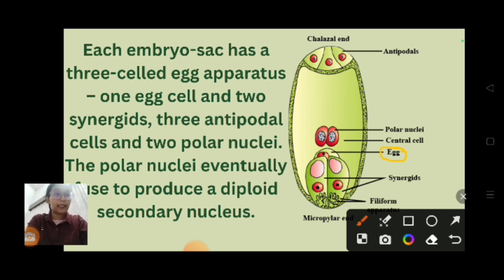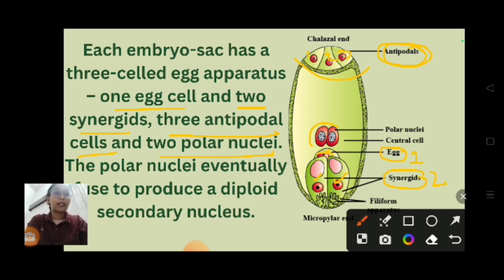So egg cells are 1 in number. This one is your egg cell. Okay, 1 egg cell, 2 synergids. Synergids are another type of cell. 2 synergids, one this one and one this one. 3 antipodal cells we can see towards this end. 3 antipodal, 1, 2 and 3.